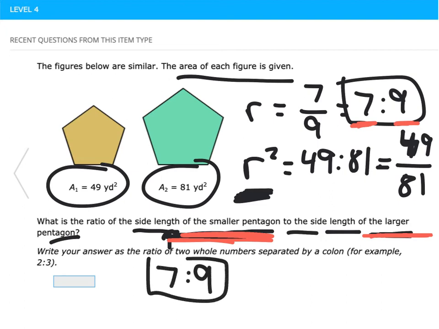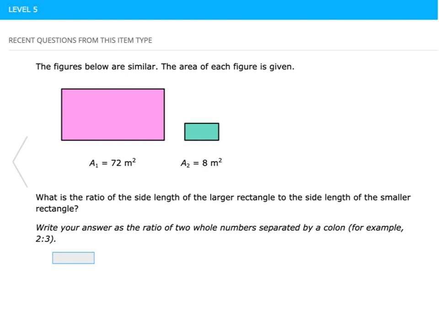7 to 9 is the ratio of the lengths of the sides, even though 49 to 81 was the ratio of the areas. Now, our top level question in this section looks something like this. The figures below are similar again. The area of each figure is given. Well, we're familiar with that.